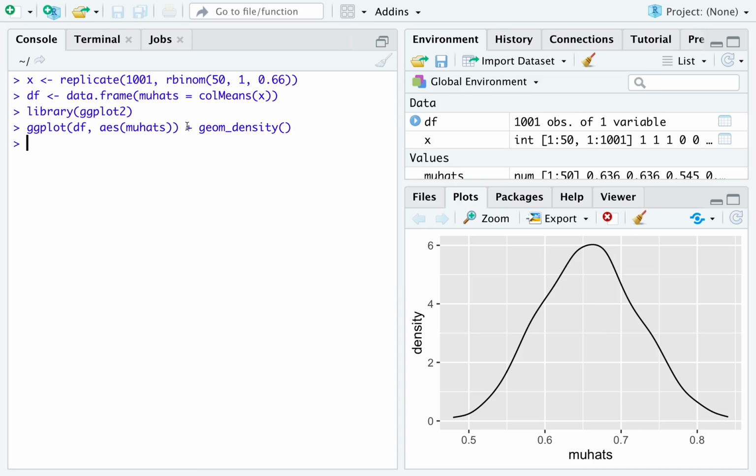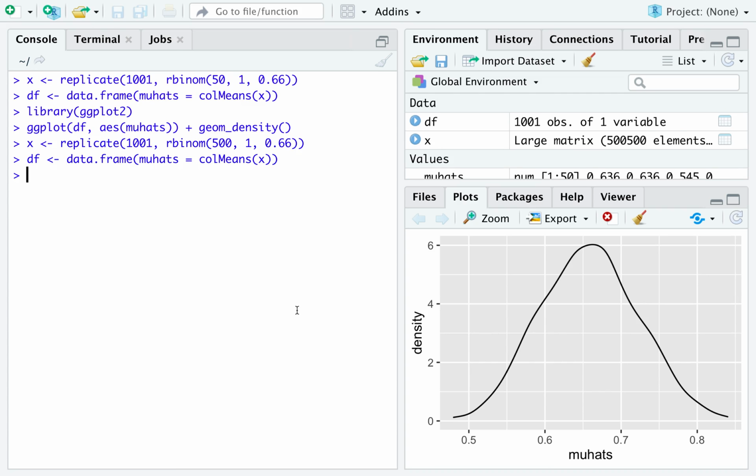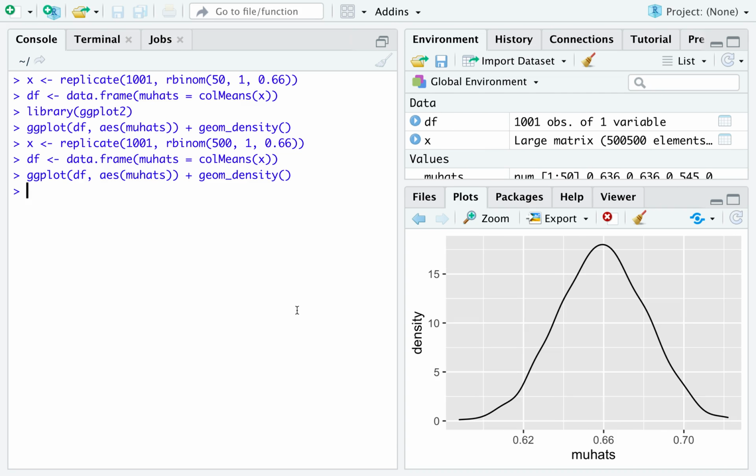Now notice how pretty much that density plot looks approximately normal. Okay, maybe there's a little wiggle in the shoulders, but in general, that looks unimodal, symmetric, and centered basically at the true population parameter 0.66. Now, the crazy thing is, if we take an increasingly big sample, and we'll update our data frame, and then update our plot, the plot should look more normal.